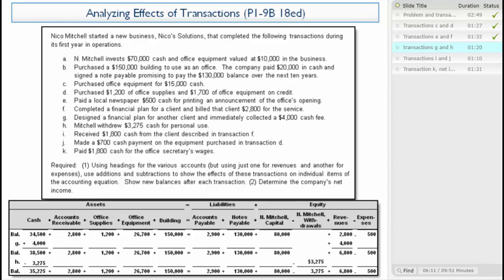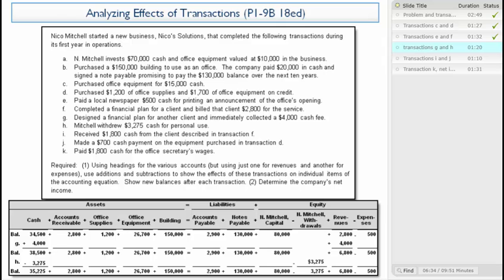For transaction G, the immediate cash receipt increases cash for $4,000, which increases our assets. And we record the revenues since we completed the service by completing the financial plan for the client. Therefore, the assets increase by $4,000 and equity increases, and we're still in balance.